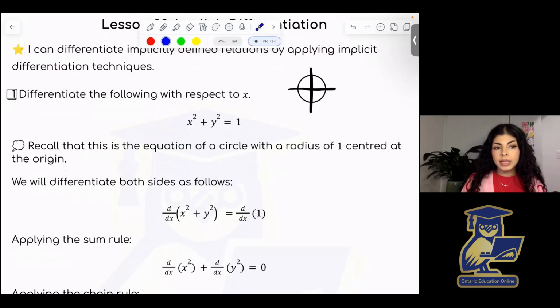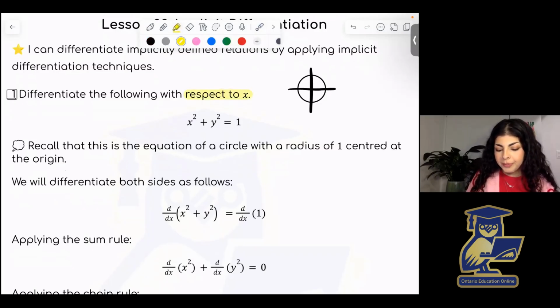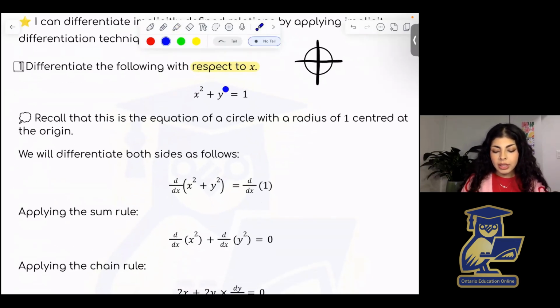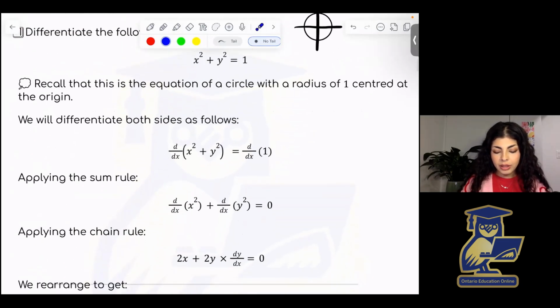So to find the derivative of this equation with respect to x, and this is very important here, we are going to start by differentiating both sides. As you can see, it's hard to find what y is right away, or maybe we just don't want to move around or rearrange our equation, and we just want to find the derivative as is. So we will have on the left-hand side the derivative of x squared plus y squared, and on the right-hand side, we just have the derivative of 1, which is equal to 0.